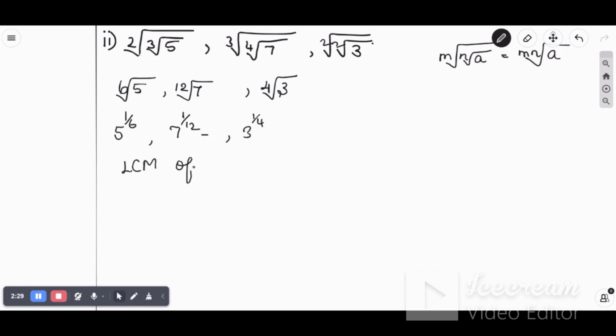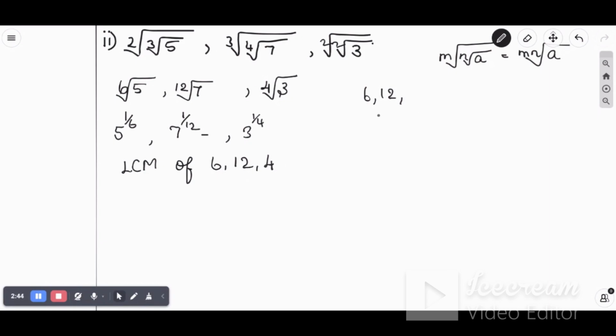So the LCM of what we have to take: 6, 12 and 3. So what happens if we take the LCM of 6, 12 and 3? 6, 12 and 3. Not 3, 6, 12 and 4. Be careful, don't get confused.